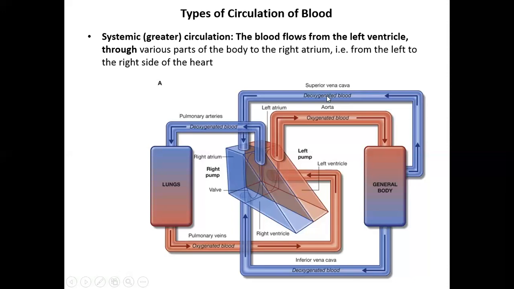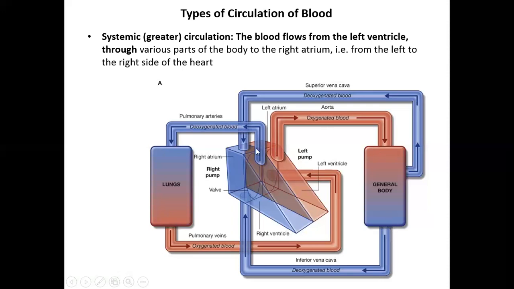So, the deoxygenated blood from the upper part of the body drains into the heart via the superior vena cava. From the lower part of the body, deoxygenated blood reaches the heart via the inferior vena cava. Now, both of these veins drain into the right atrium. So here the circulation starts from the left side and ends in the right side. And this is called the greater circulation. This is called greater circulation because it has a long journey to travel.